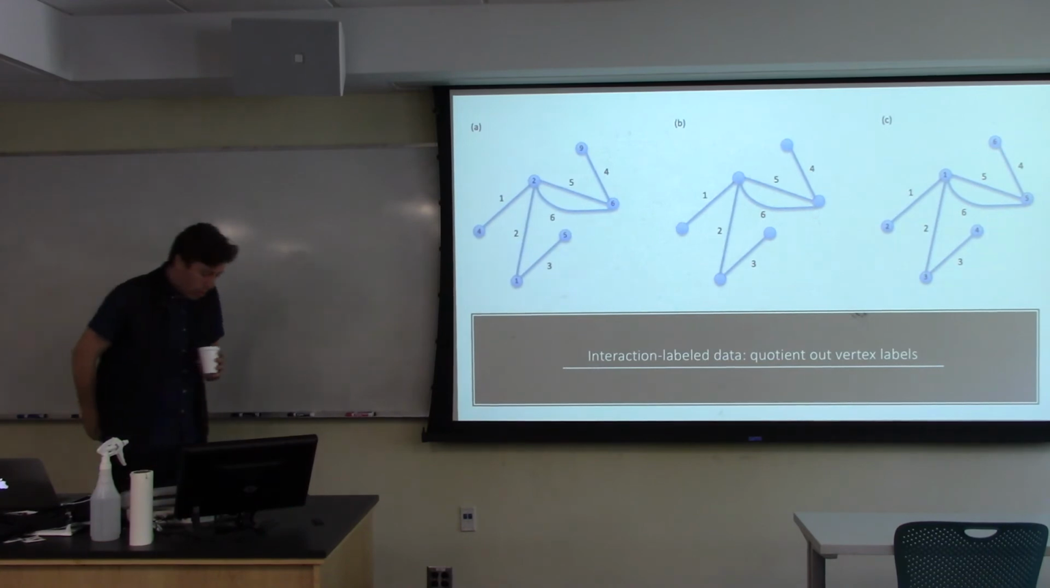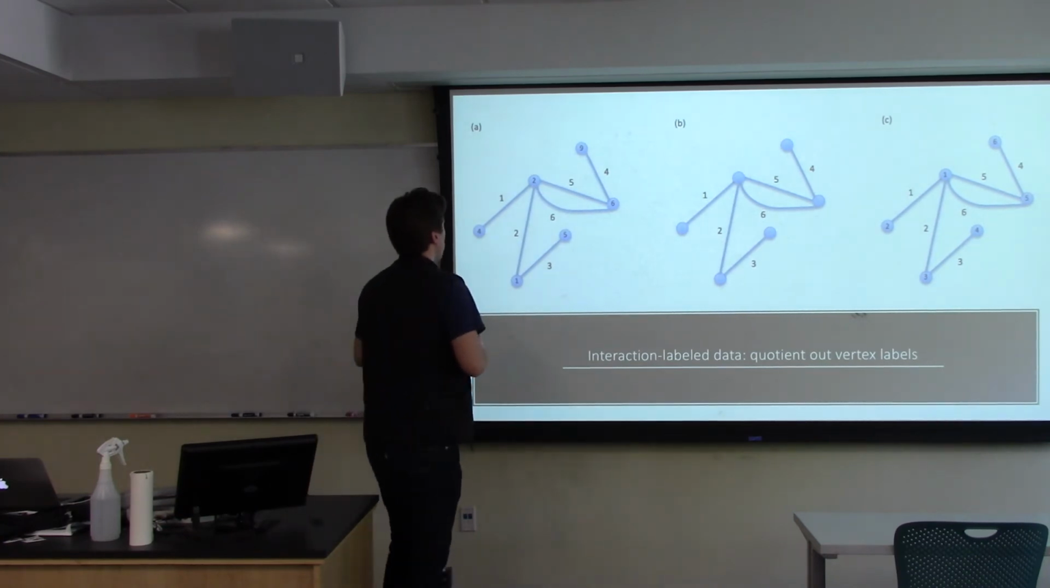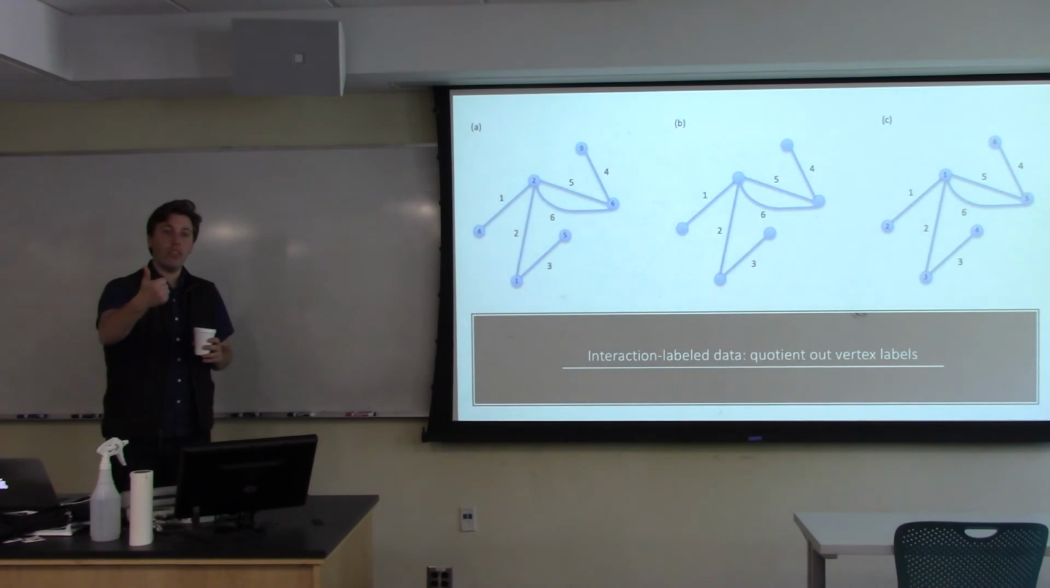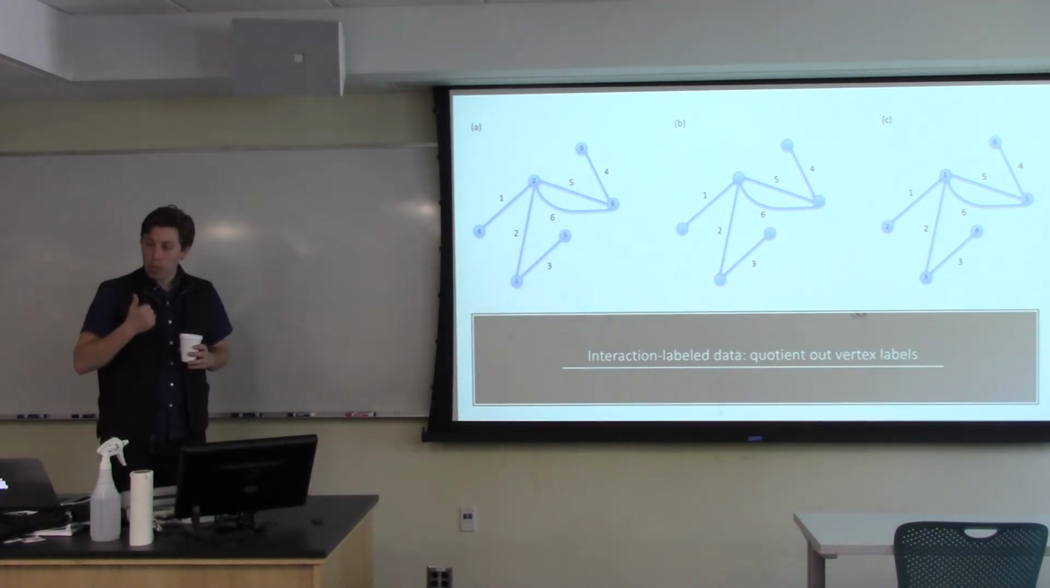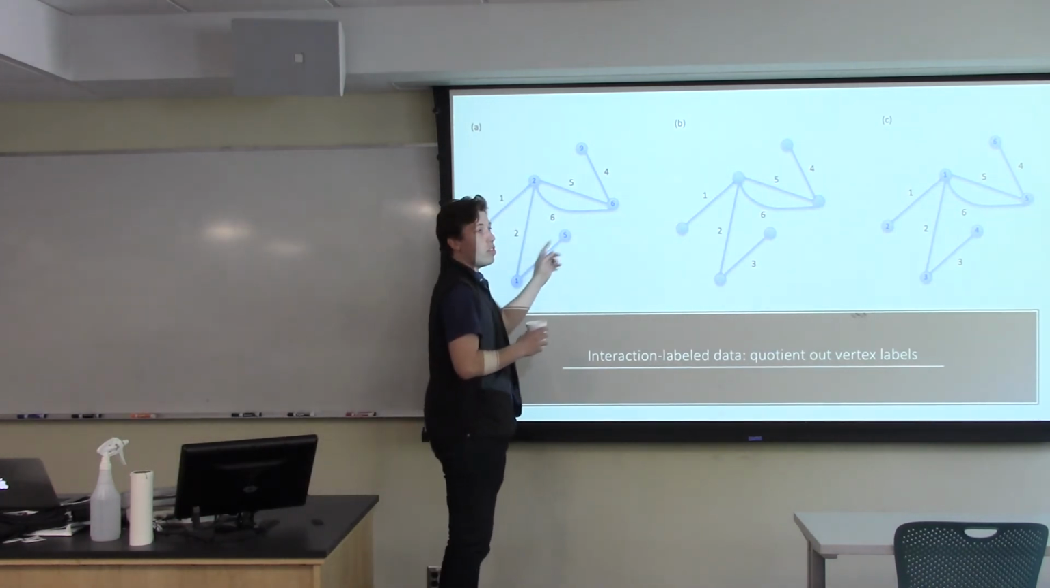So the point, I was going to put the math version of this, but it doesn't make it as clear. The point here is that you have a labeling of both the interactions and the vertices. But it's only with respect to the interaction labeling that you should be assuming the exchangeability assumption. And the labeling of the vertices, you should be quotienting out.